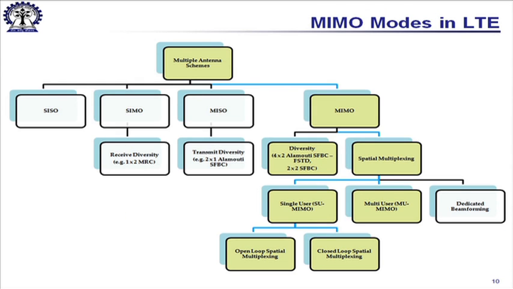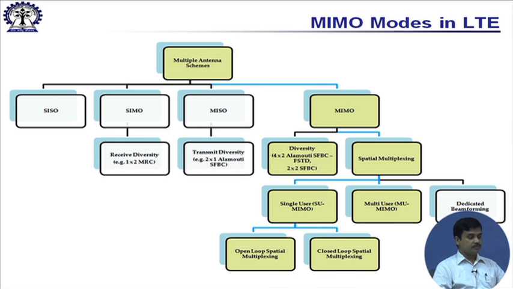In LTE, MIMO is used in different ways. It is used as single input multiple output, multiple input single output and multiple input multiple output. It can be used for diversity, it can be used for spatial multiplexing, it can be used for single user MIMO, multi-user MIMO, open loop multiplexing as well as closed loop multiplexing.